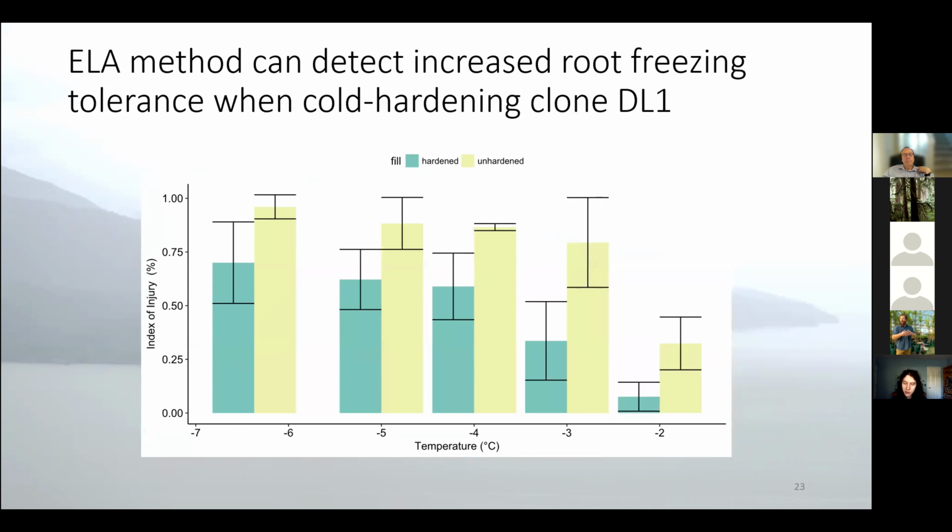So this is just an initial experiment I did with trees from a singular mother plant, you could say, so from one branch, Diane Lake 1. And here you can see we cold hardened some trees by keeping them in a cold room for 2 months with short daylight conditions. You can see that the hardened trees have a lower index of injury than those that have been unhardened at these various temperatures. And because the temperature of -4 was closest to about 50%, we used that for further experiments.